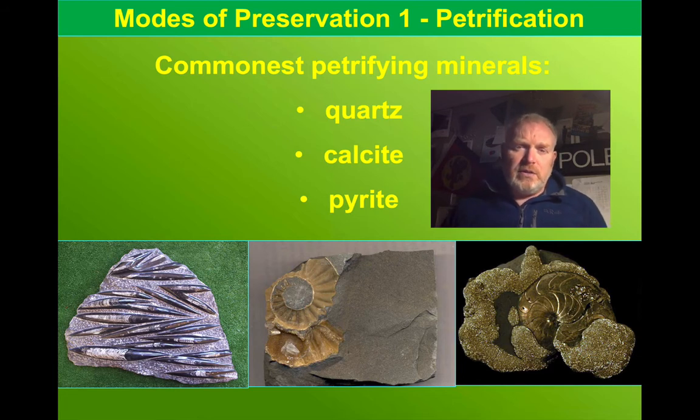The final one of these minerals is pyrite. Now, pyrite or fool's gold can form the cast of a fossil, and it can create beautiful gold-coloured fossils. Now, there's no animal at all that naturally will have a pyrite shell. So if we find pyrite, we know that mineral has been replaced.